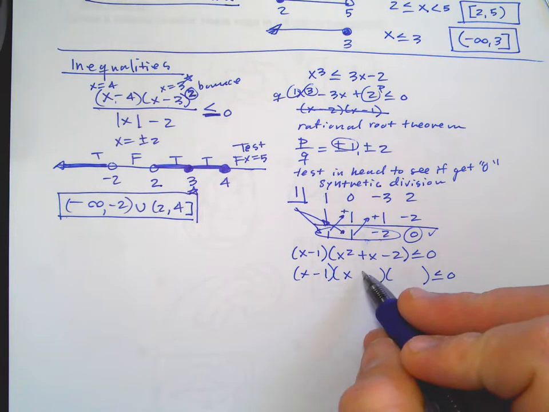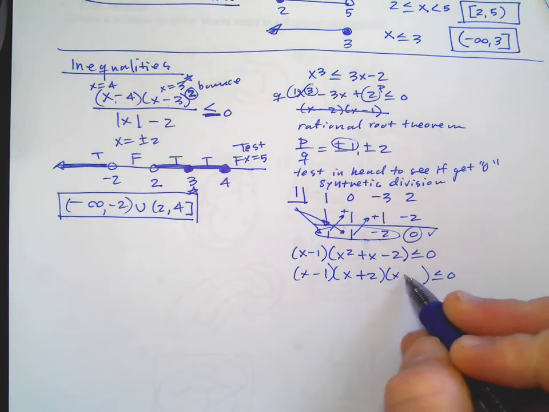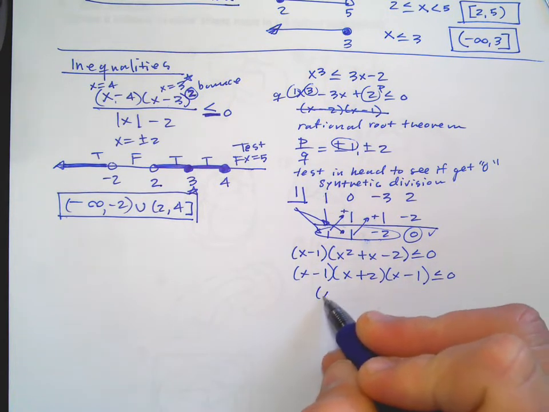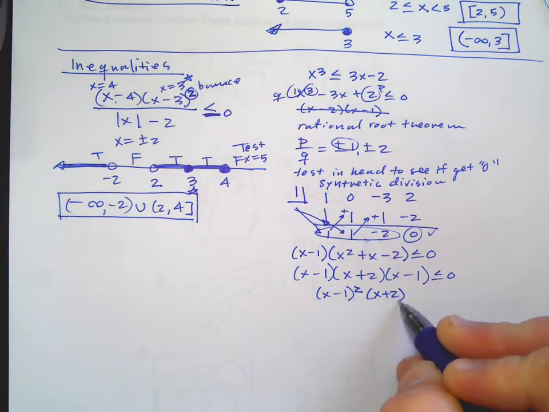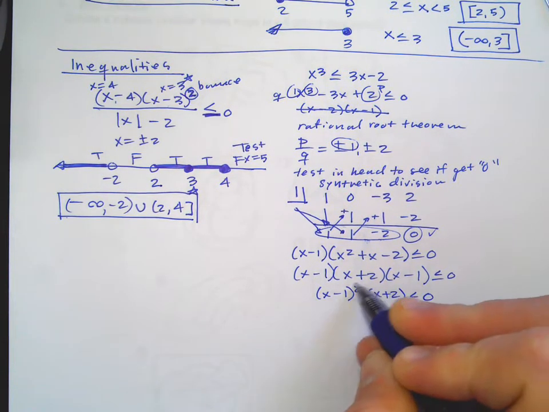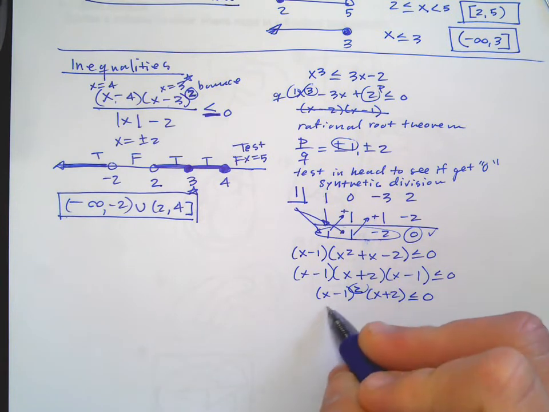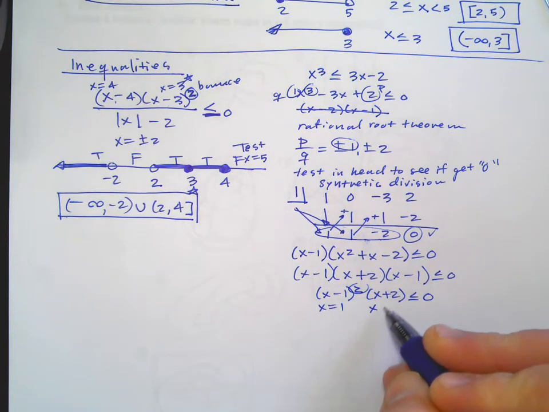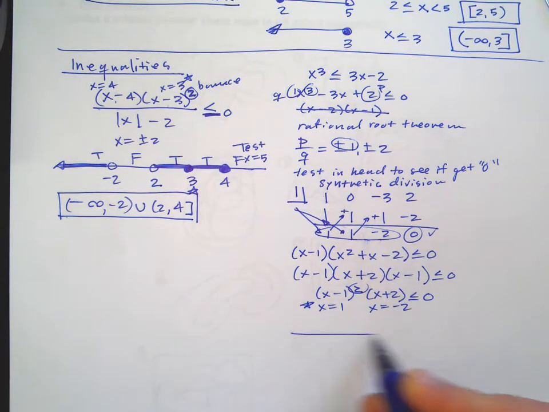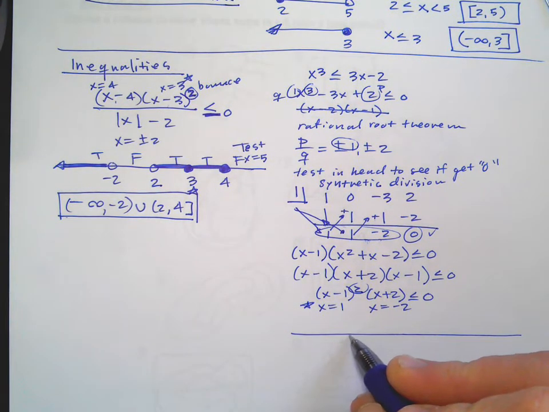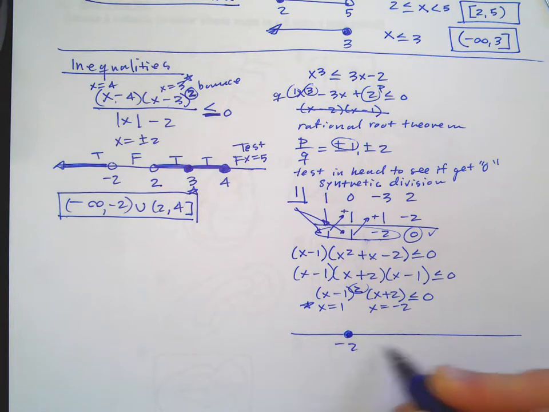So this is going to be plus 2 minus 1. Now, I think I'm going to rewrite this with the x minus 1s together just to make sure I recognize that they're to an even power there. So x equals 1, x equals negative 2, a little star next to this guy. We're going to do a line check.